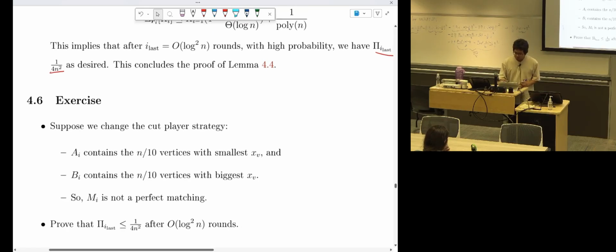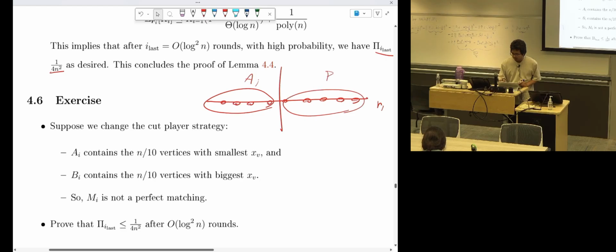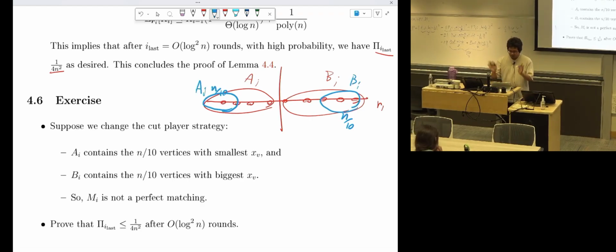Suppose that right now my strategy is that I project the points to the line, and then I just choose a median, and say that A_i is everything on the left, B_i is everything on the right. What if I change my algorithm to the following? Just take the smallest n over 10 guys here and the smallest n over 10 guys here. Then that's A_i, that's B_i. Show that this works.